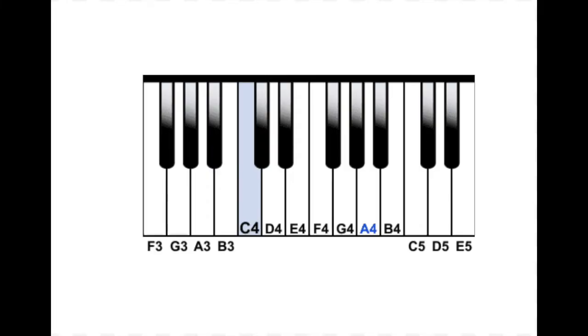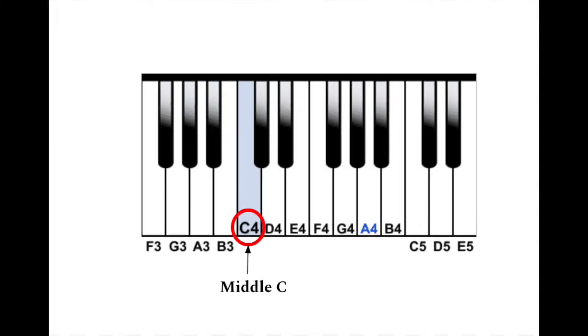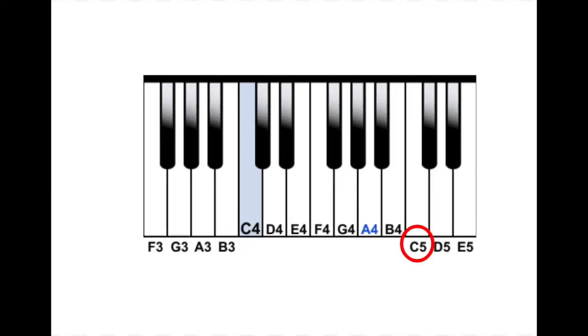Because the note names are used in continuous cycles, this means that there will be several notes with the same name, and the way we can tell the difference between these notes is to use numbers after them. For example, this note is C4, also known as middle C, and this note is C5, which is the C note that is to the right of C4. So the higher the number after the letter, the higher the octave.